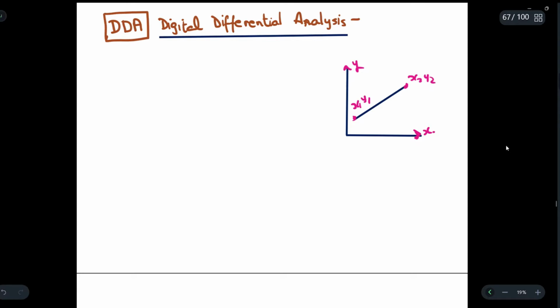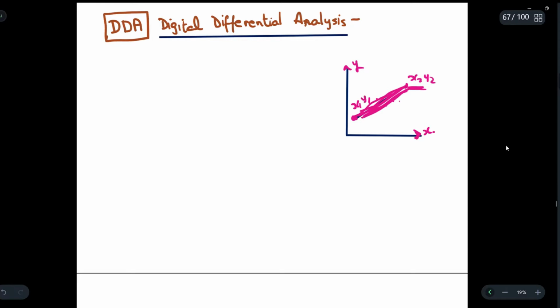Now we will be using DDA, that is digital differential analysis, in order to find different points from x1 y1 to x2 y2 in order to draw a line. Now remember that this line may not be straight, as we might get certain points which may be lying outside this line. So need not worry about that. We just want points which will lie in this particular direction, that is from x1 y1 to x2 y2.